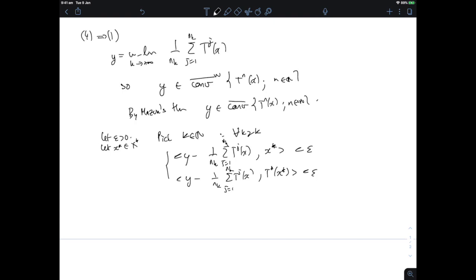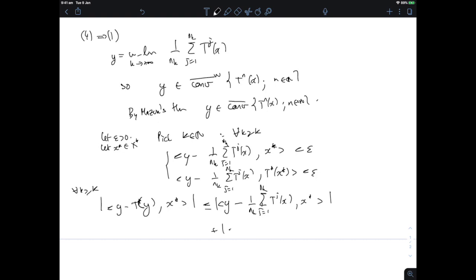Okay, having picked these two things, I'm going to look at <y minus T y, x*>. And I want to show that this is 0, irrespective of the choice of x*, and so that will give me that y is in the null space of identity minus T. So let me introduce the things that we know. So I'm going to introduce, for k greater than capital K, these Cesaro averages. Okay, use the triangle inequality, so I have to subtract from that. The same thing applies to T of y.